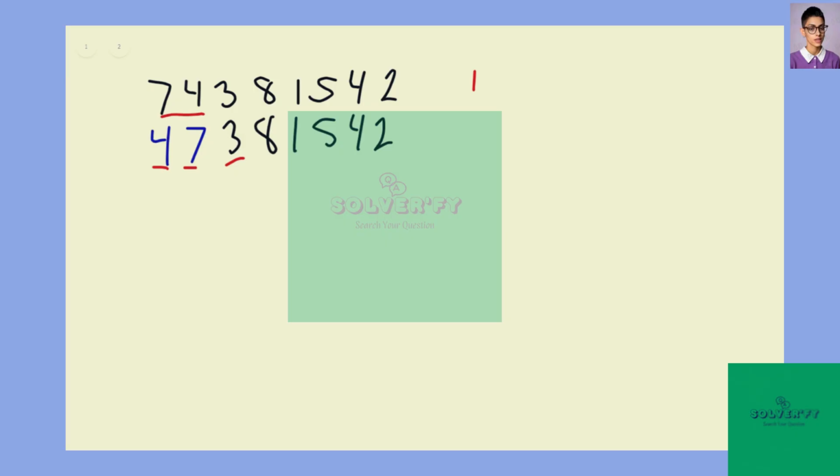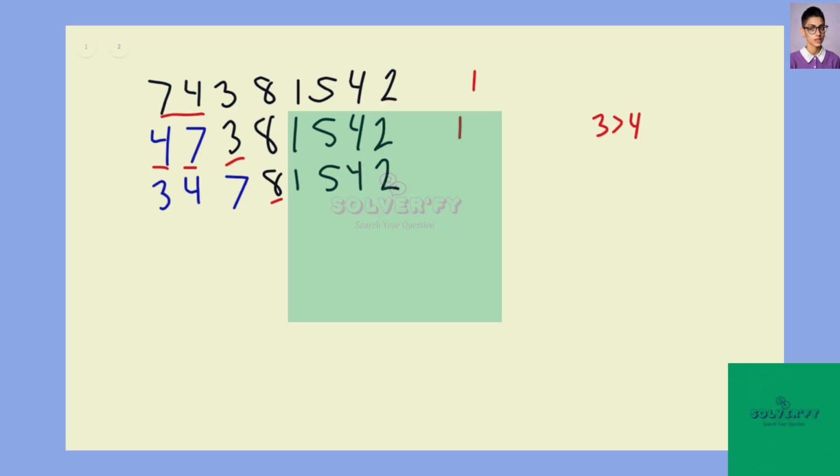So we'll ask ourselves, is 3 greater than 4? And the answer there is no. Okay, so that's just the one comparison in order to be able to insert it. So it's 3, 4, 7, 8, 1, 5, 4, 2.